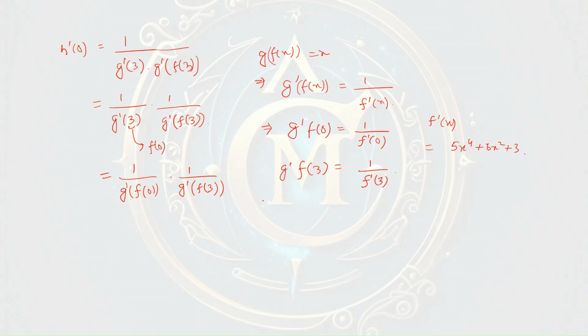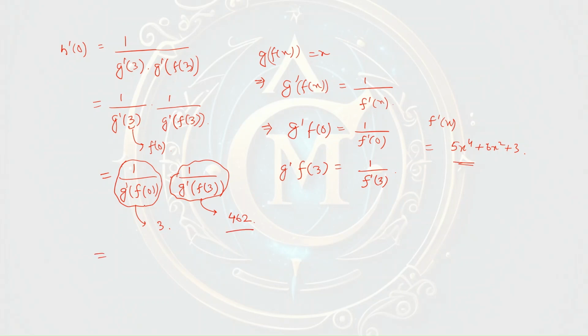So this 1 over g dash of f0 becomes simply f dash 0, that is equal to 3, and 1 over g dash of f3 becomes simply f dash of 3, that you can calculate. It becomes 462.